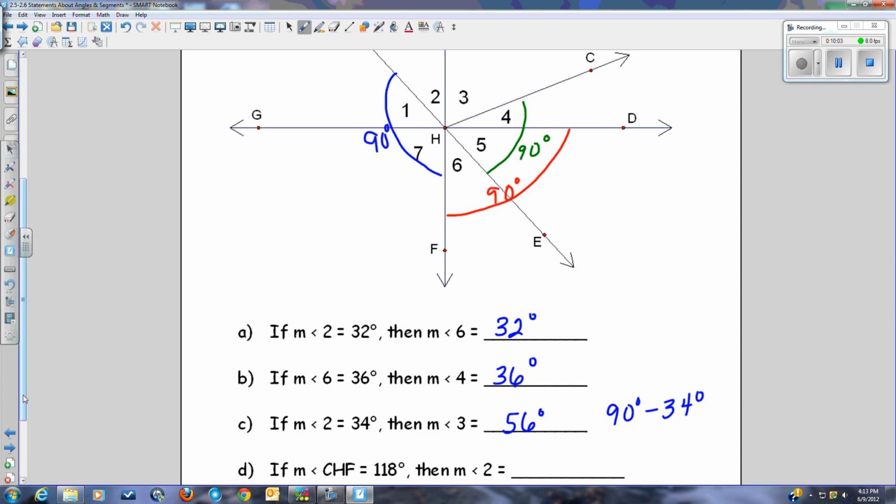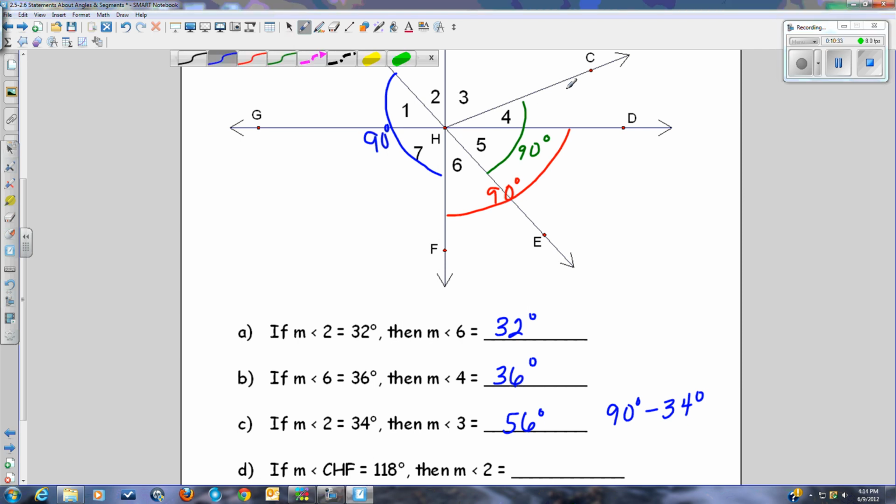Lastly, we're given that the measure of angle CHF is 118 degrees. We would like to know what the measure of angle 2 is. Well, let's think about it. Angle 2 and angle 6 are vertical angles, and so they would be congruent. So if we could find the measure of angle 6, we would know the measure of angle 2.